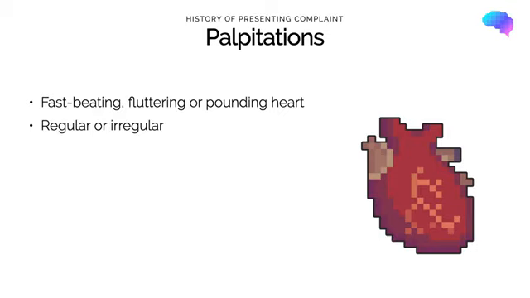Okay, now let's talk about palpitations, another key cardiovascular symptom. Palpitations are a sense of a fast beating, fluttering, or pounding heart. Patients might describe palpitations as feeling regular or irregular in their rhythm. If patients aren't quite sure if their palpitations are regular or not, it can be useful to ask them to tap out the rhythm on their hand. Palpitations have a wide range of causes, including anxiety, atrial fibrillation, and a range of other arrhythmias.